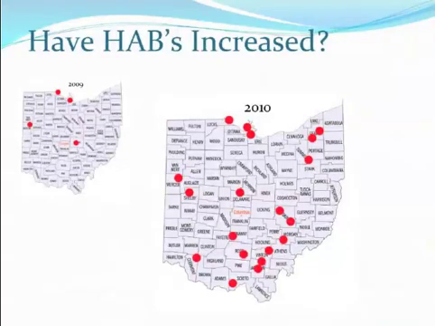So the question becomes, have harmful algal blooms in Ohio increased? If you look at the 2009 map there, it shows that in the larger systems, reservoirs and lakes, we had 4 documented outbreaks. And here comes 2010, and it exploded. Of course, the press got a hold of that, and we all got to read a lot of those articles. My first reaction was, oh, my gosh, we have this stuff all over the place.